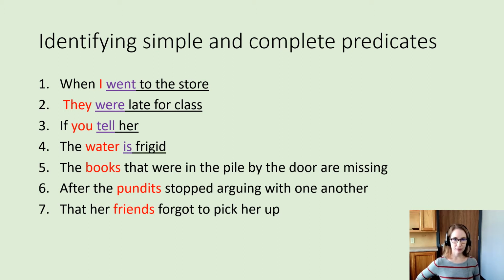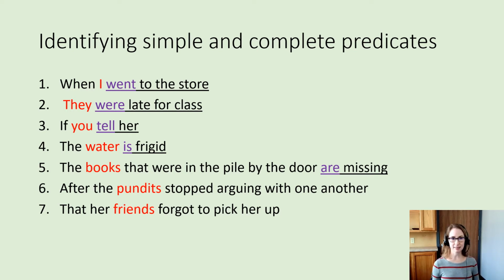Number 5, the books that were in the pile by the door are missing. This one's a little trickier. You might think that were is our simple predicate, but you'd actually be wrong there. It's actually are, because the main controlling verb is are, and the complete predicate is are missing. So essentially the very core of this clause is the books are missing. That phrase, that were in the pile by the door, is actually just describing the books. It's not actually controlling the action of the clause.